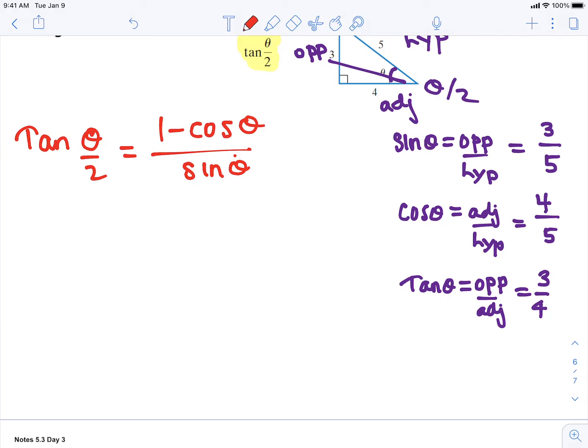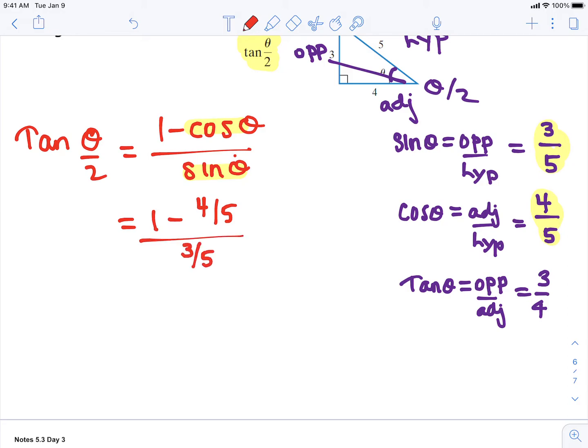All right, so we're going to substitute in the cosine value. So here's our cosine, and then our sine value, which is 3/5. Those two ratios are going to go into the yellow pieces. So 1 minus cosine is 4/5, and then sine is 3/5.